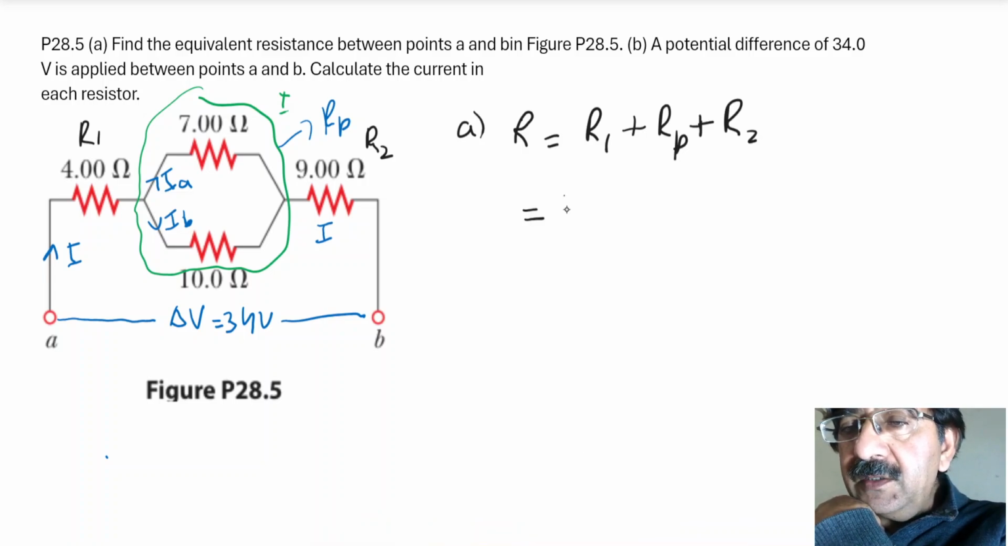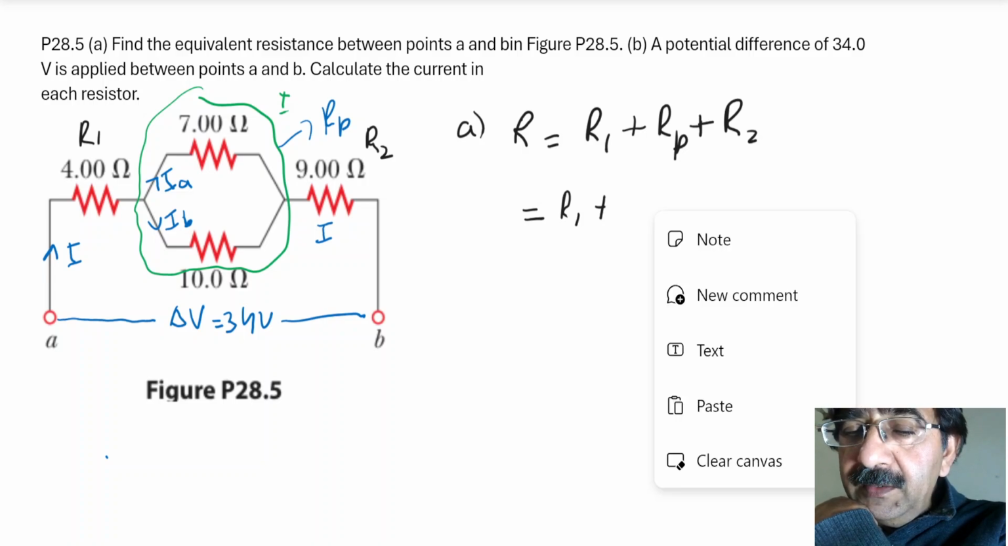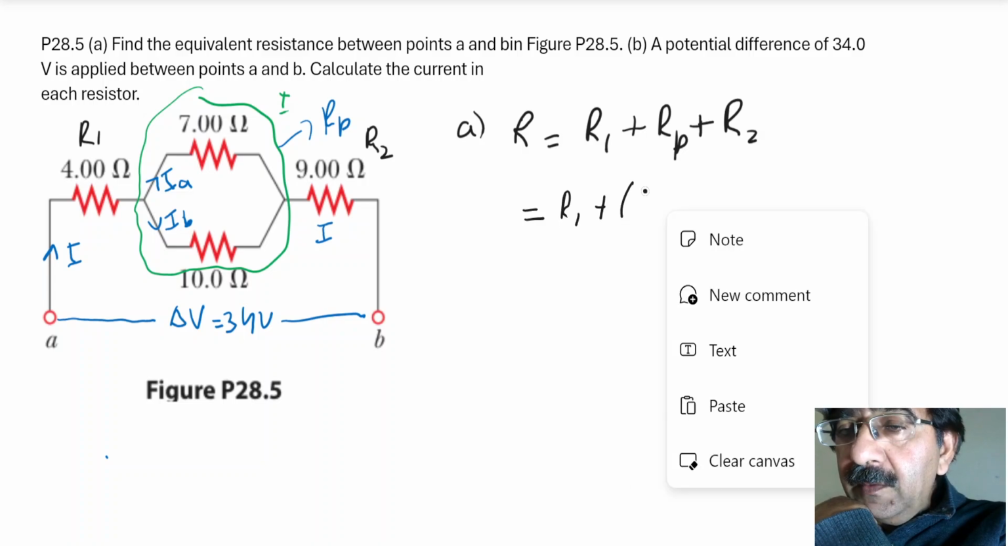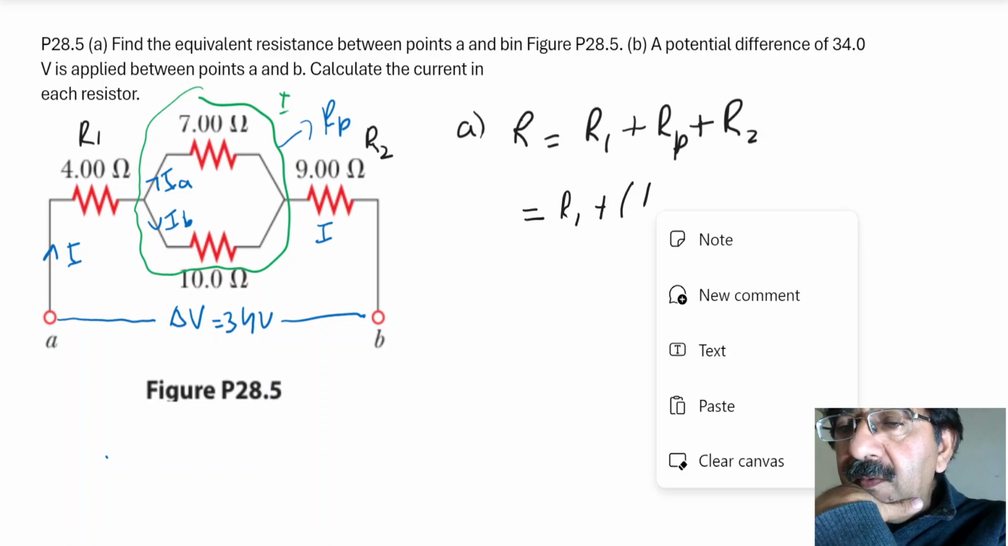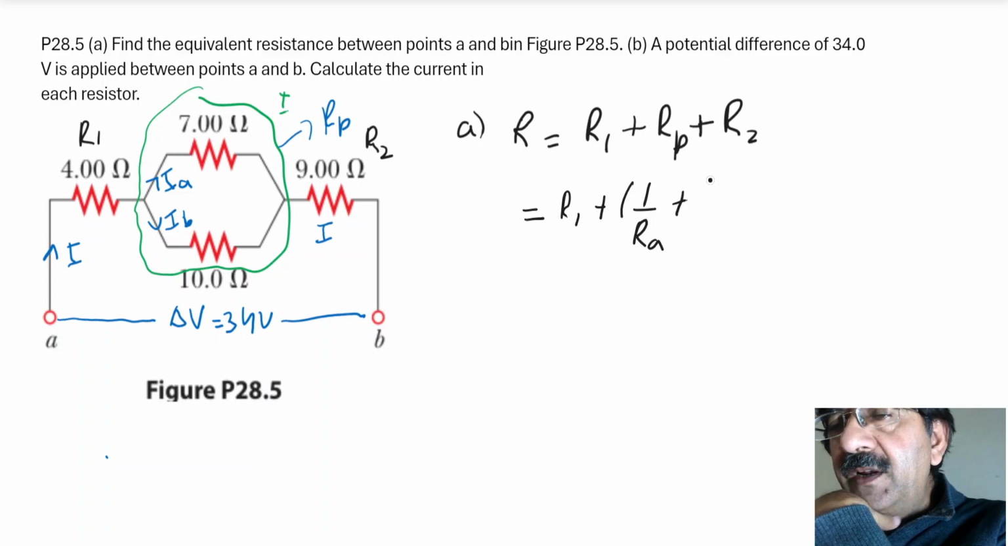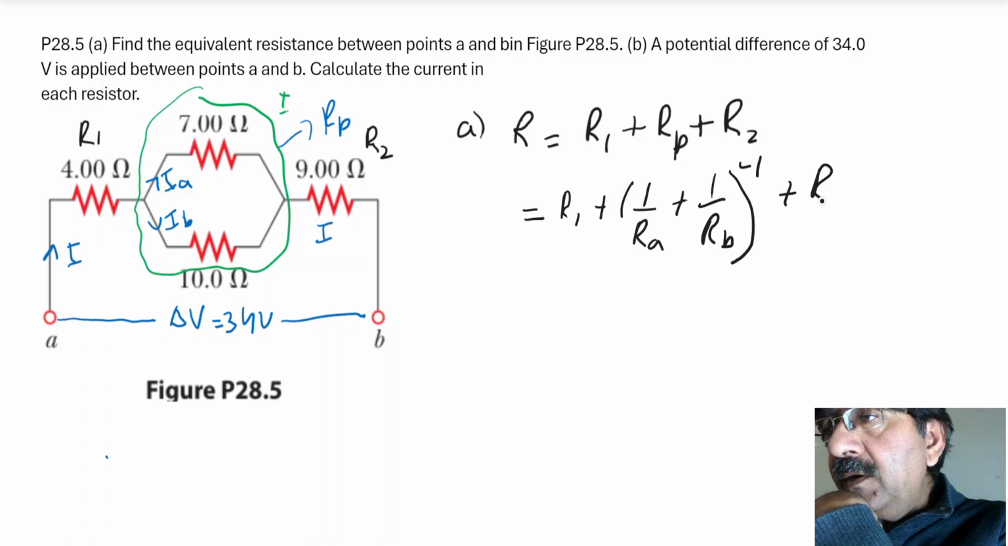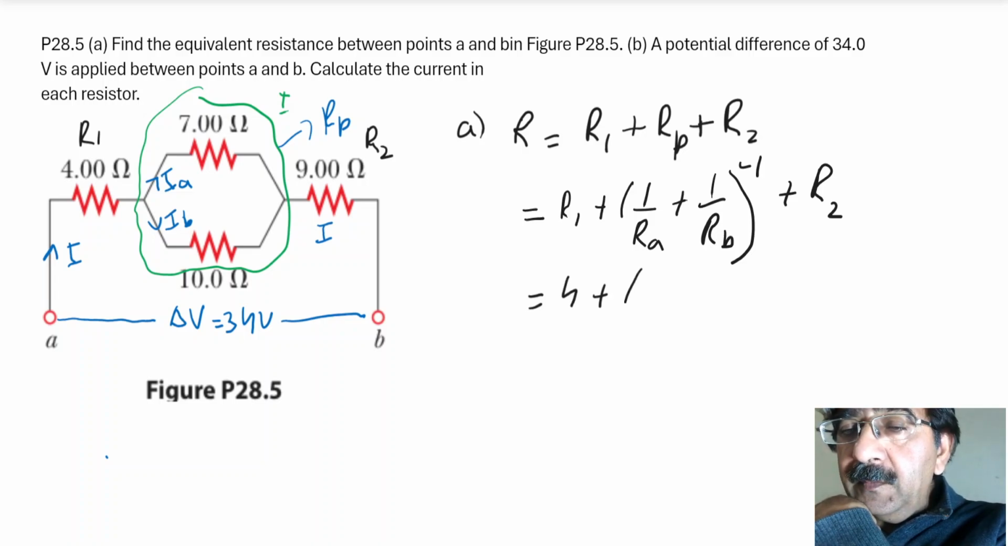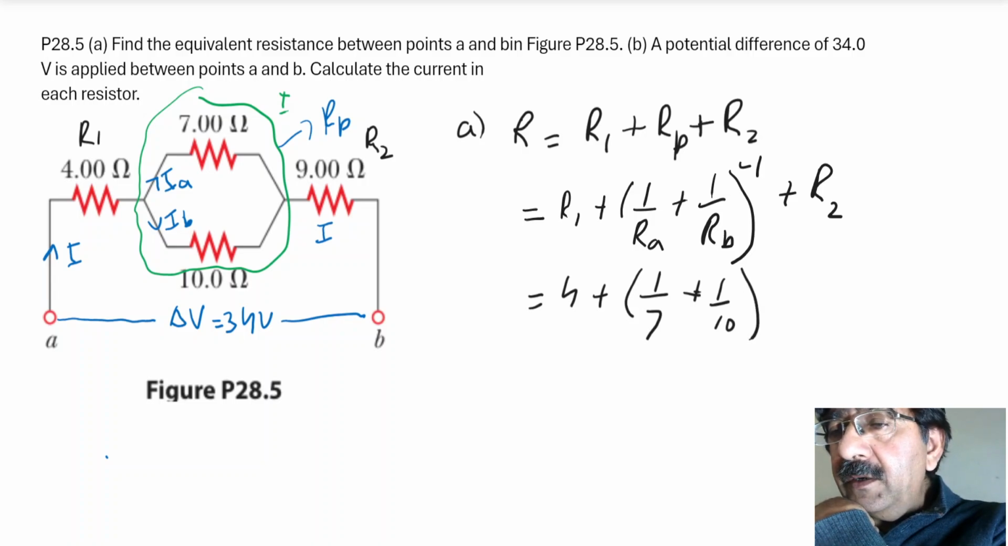So if we put in the values, the resistance will be R1 plus the parallel resistance. The formula for parallel resistance, as I have already discussed in the class, is 1 over RP equals 1 over RA plus 1 over RB, plus R2. R1 is given as 4, RA is 7, RB is 10, and R2 is 9.